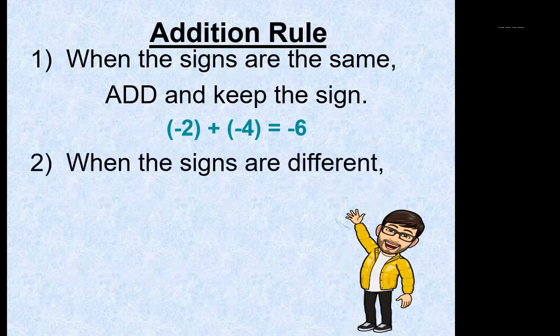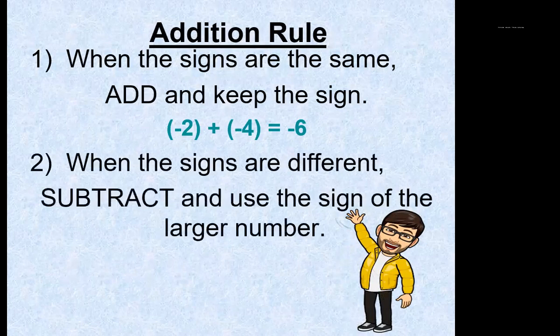Bilis. When the signs are different, you'll have to subtract and use the sign of the larger number. Tandaan. So, negative 2 plus 4, magkaiba ng sign. So, magmaminus tayo. So, bigger number ay 4 positive. Kaya ang sagot ay 2 positive po. Di ba? Positive 2 or 2. Okay? So, that's it. So, naiintindihan ba? Very good. Di ba? Mas dali.